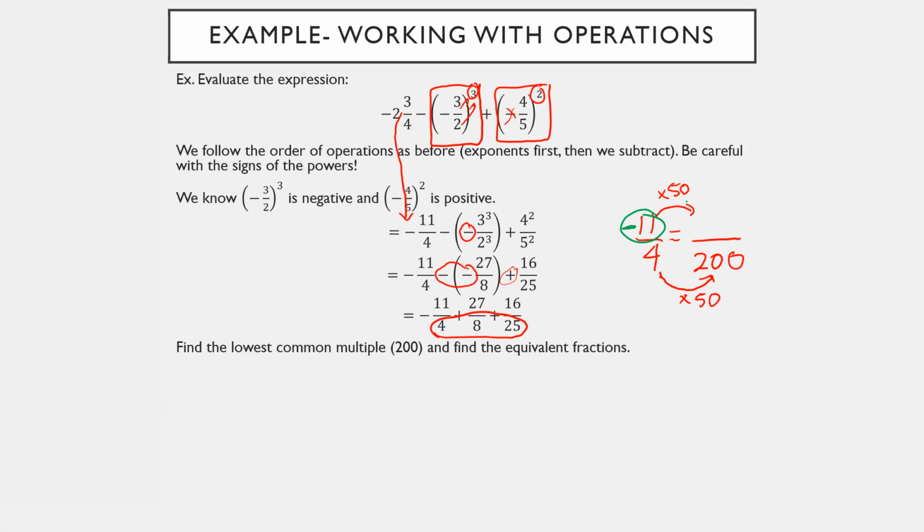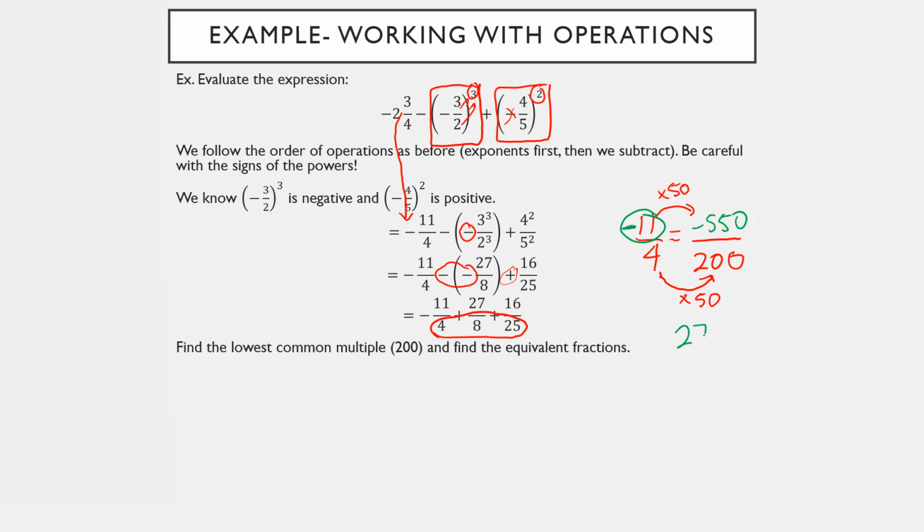So negative 11 times 50, what does that give you? 11 times 50 is 550, so we end up getting negative 550. So negative 550 over 200, that's our equivalent fraction. Now we're going to do the exact same thing for 27 over 8.